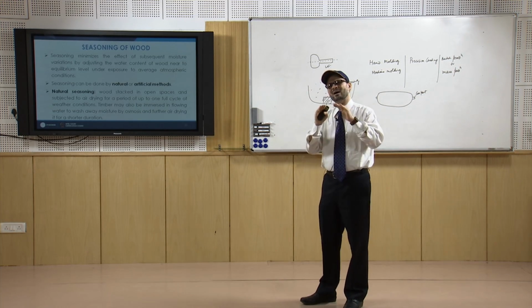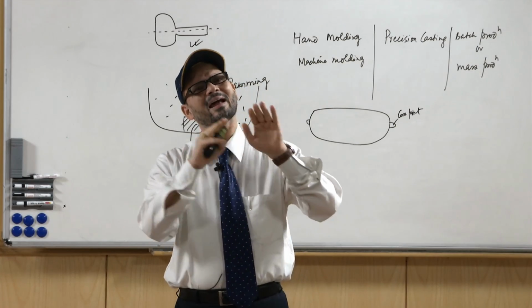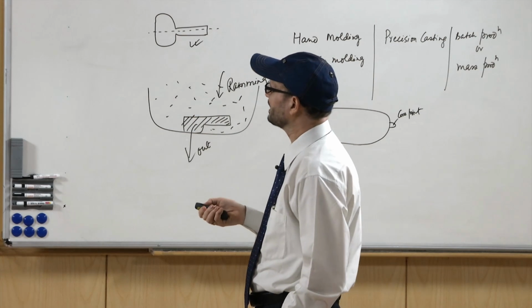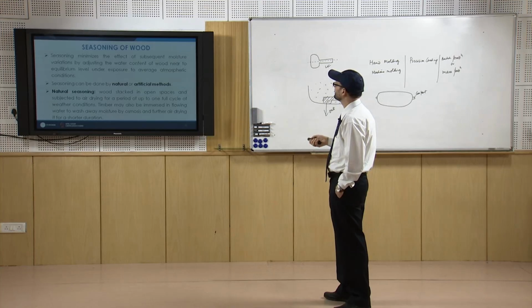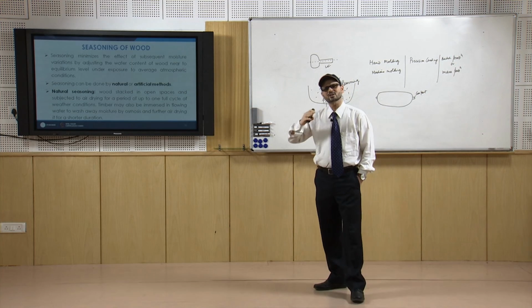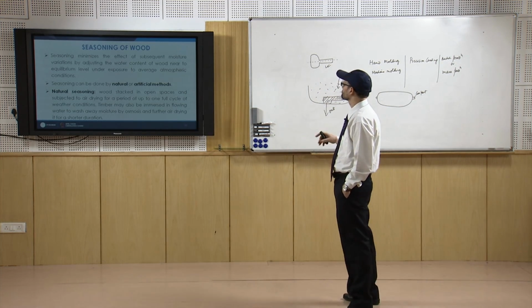So, that is nothing but seasoning. Basically they are controlling the moisture content, and seasonal variations are maintained. So, what does seasoning do? Seasoning minimizes the effect of subsequent moisture variation by adjusting the water content of wood near to equilibrium level under exposure to average atmospheric conditions. So, basically this is a process by which we control this moisture content or water content.